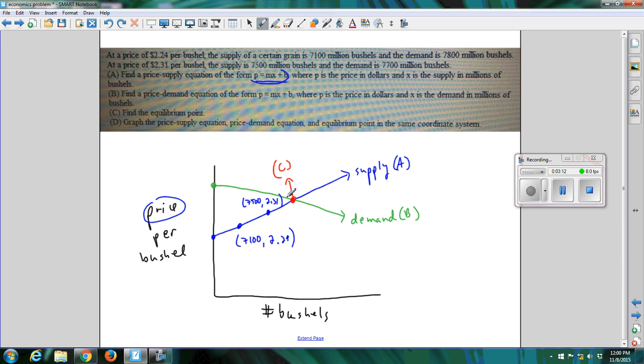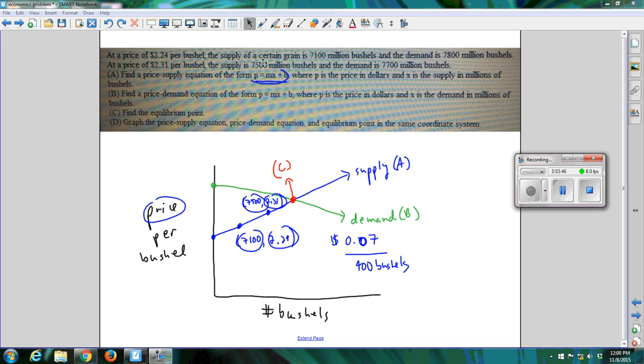Just those 2 points give us enough information to detect the rate at which this blue line is increasing. We can see that the price went up by 7 cents when the supply went up by 400 bushels. So it's changing at a rate of $0.07 per 400 bushels. So now we know that in the rule for that blue line, the first number multiplying the x will be whatever 0.07 divided by 400 comes to. So we've got half of the rule.